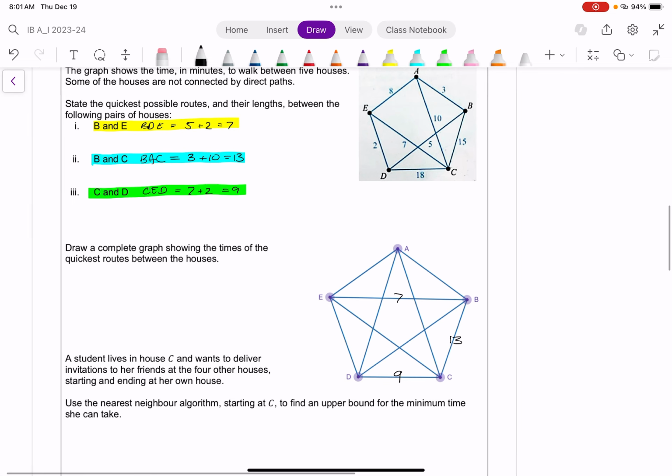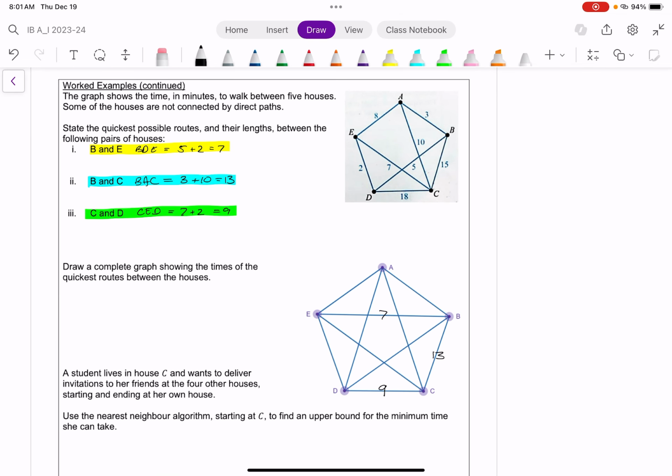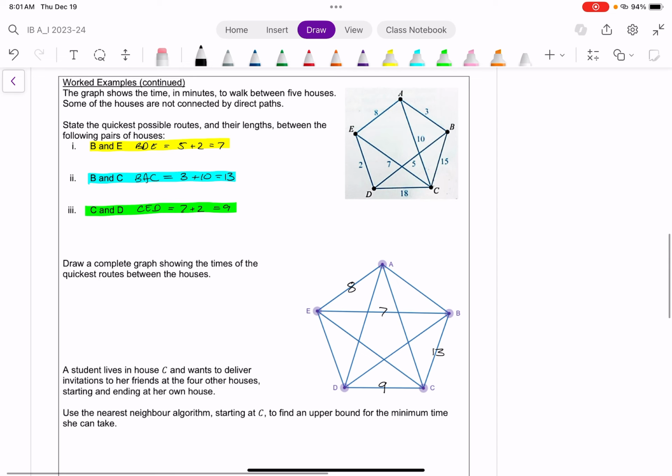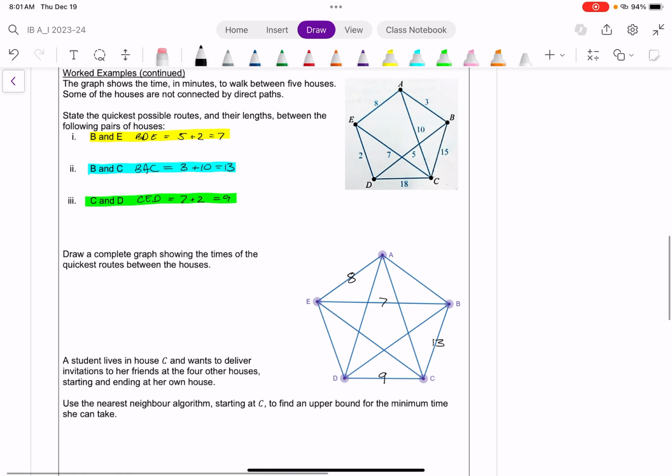And if I compare back to the previous image, I make sure I don't just copy the numbers, I make sure I write down just the shortest possible path. So between A and E, 8 is indeed the shortest. Between A and B, 3 is indeed the shortest. Between E and D, 2 is indeed the shortest. But for these diagonals, I haven't figured out these two yet. What are the shortest routes?